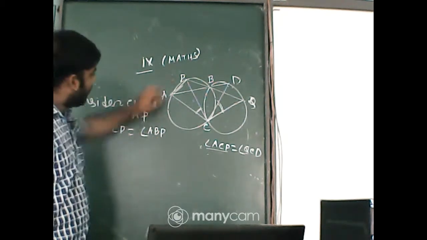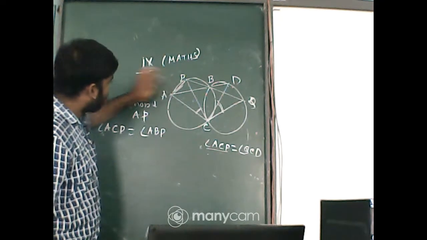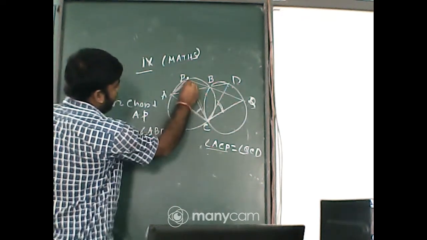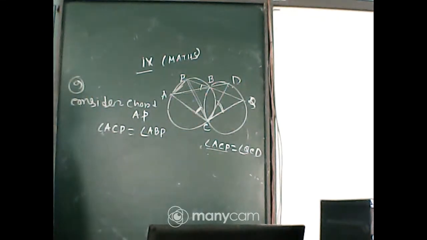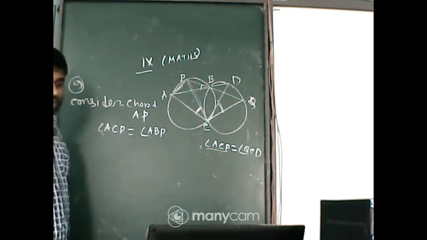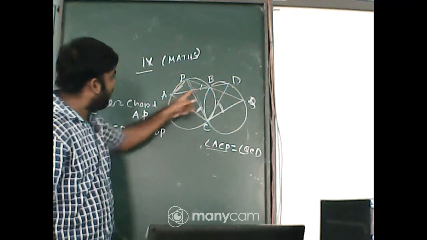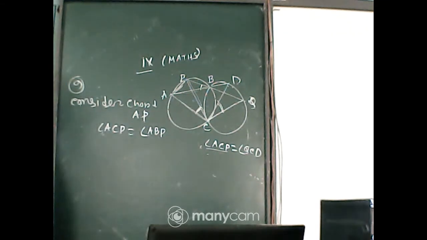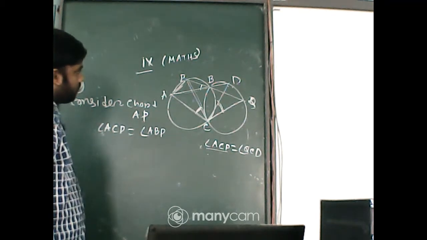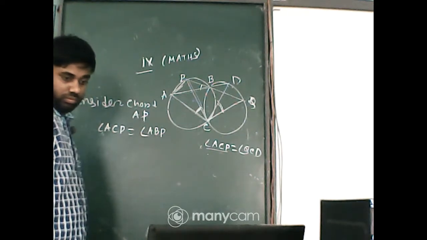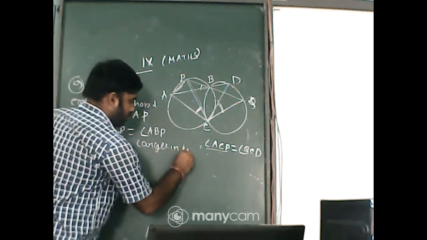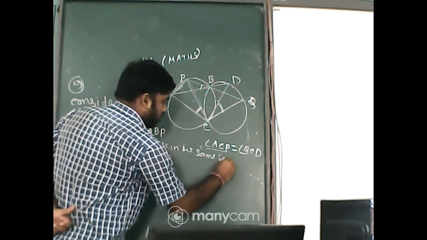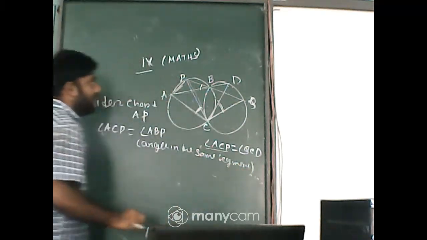Okay. Look at the board. AP chord, that angle ACP and that angle ABP, these two angles will be equal. Why are they equal? Can you tell me why ACP and ABP are equal? Angles in the same segment. Okay, this is the reason, angle in the same segment.